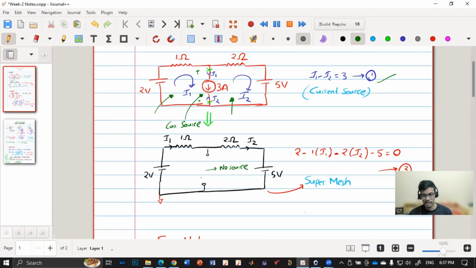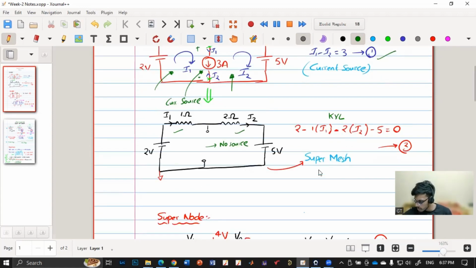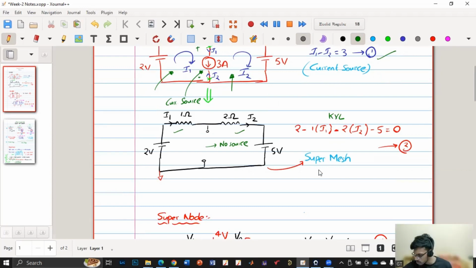And in this remaining circuit, I1 is flowing through 1 ohm and I2 is flowing through 2 ohm. So now we apply KVL in this Supermesh, and this will give us the second equation. So now we have two equations, equation 1 as well as equation 2. By solving these two equations, we'll get the I1 and I2 values. So this is about Supermesh. The same analogy we can apply to Supernode. In the case of Supermesh, a current source is common between two meshes.